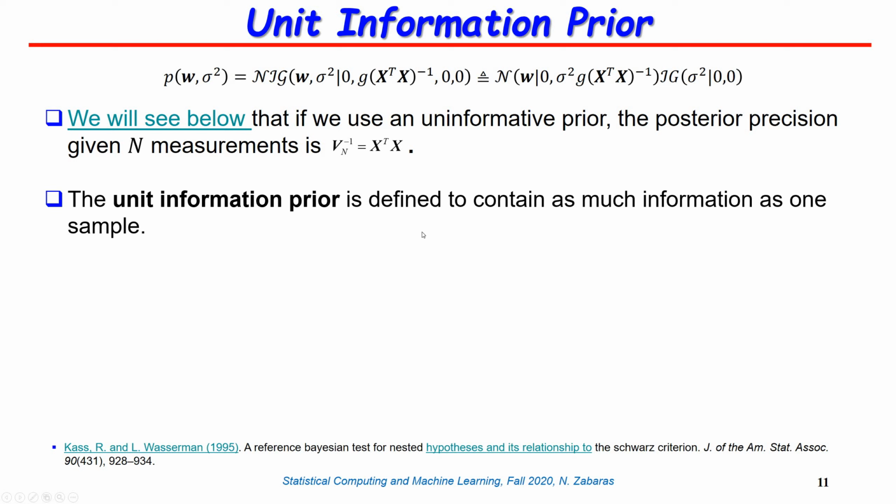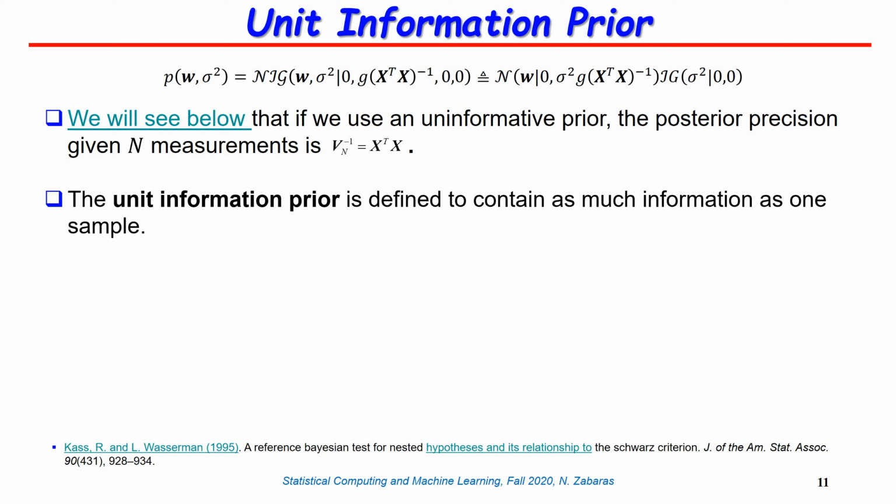Because we will see that if we take a completely uninformed prior on W and sigma squared, which, you may remember from an earlier lecture, is 1 over sigma squared, and we will see this again shortly on the follow-up slide, it turns out that the posterior precision matrix is X transpose X.